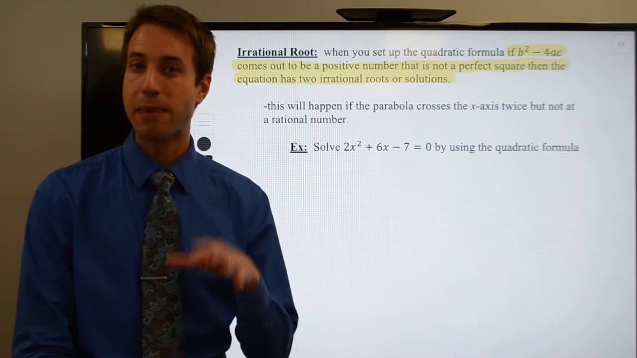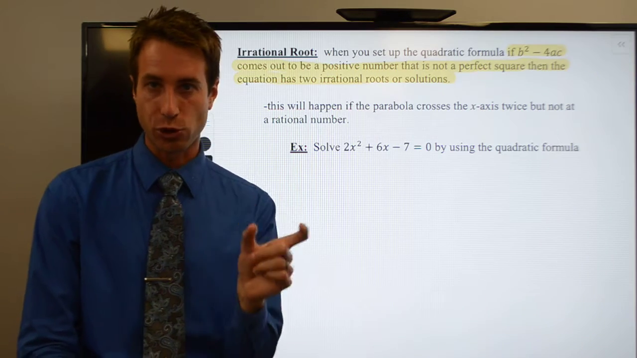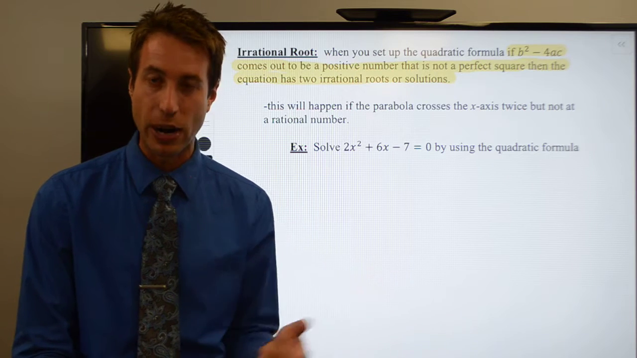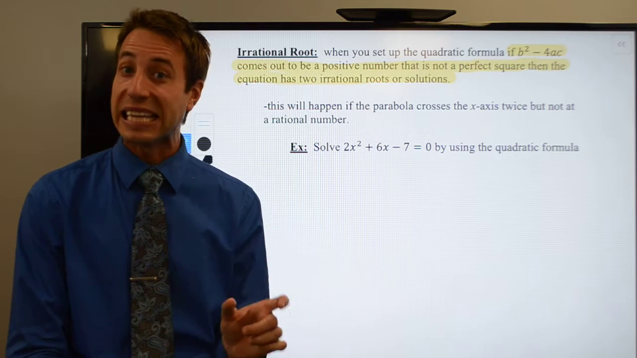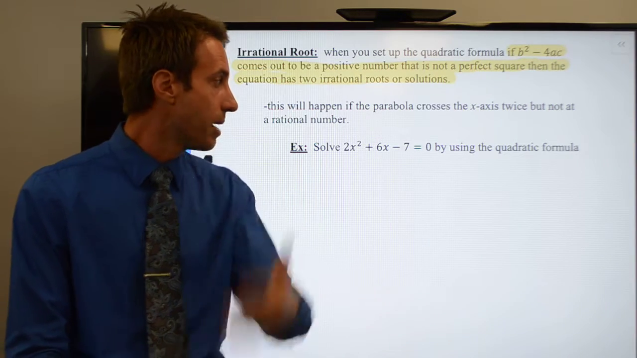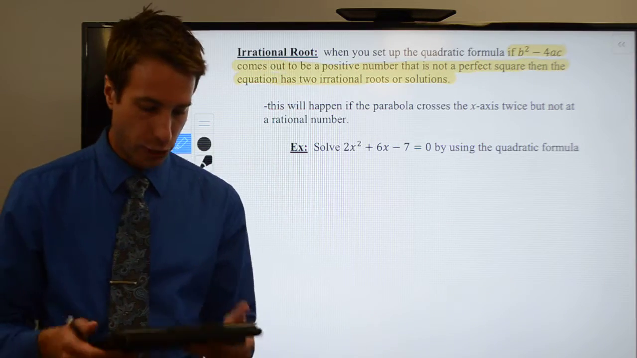Now remember, we've seen this idea of getting irrational solutions before, and what I prefer to do is just leave them in radical form. You're going to wind up with the square root of a number that's not a perfect square, which means it's irrational. Please don't give me decimals. We'll just leave it in radical form, and you'll see exactly what I mean when we try an example.